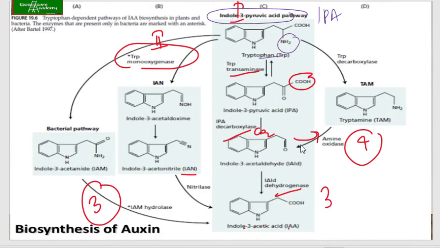So guys, either you can study like this or you can make different flow charts so that you can remember the names of the enzymes. And guys, these names of the enzymes are important because this will tell you which pathway is being followed. Okay. So these are the 3 different pathways, and this happens in the bacteria.